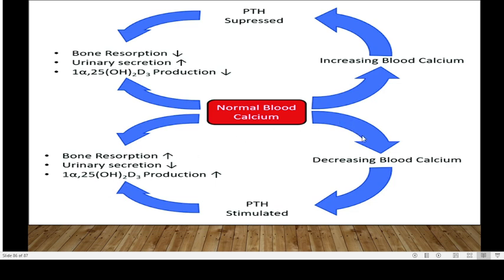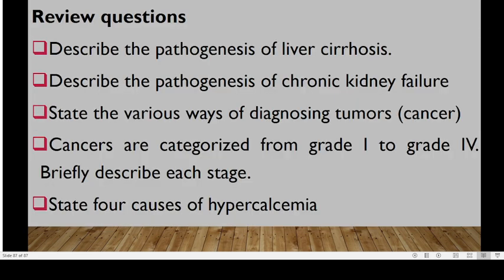Okay, so if you have decreasing blood calcium, then PTH will be stimulated. If it's stimulated, then bone resorption will happen, the breakdown of bones to increase more calcium. Urinary secretion will decrease so that more calcium remains behind, and also vitamin D will increase to help aid in absorption of calcium.